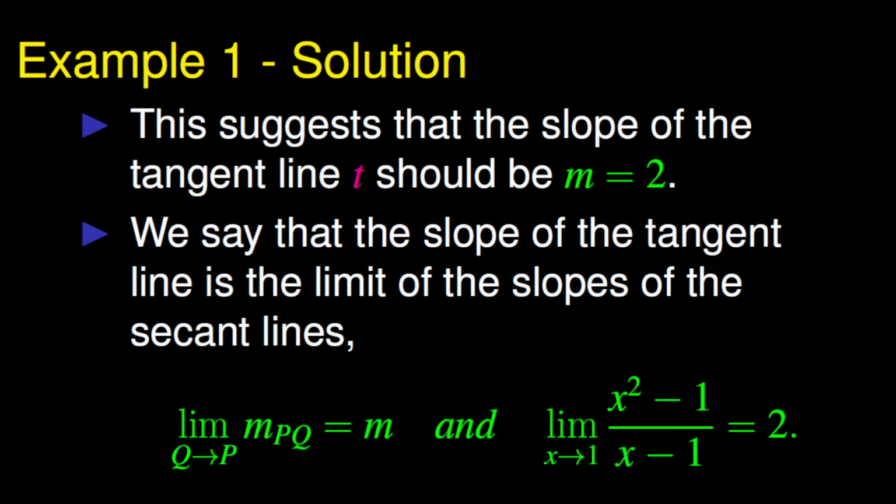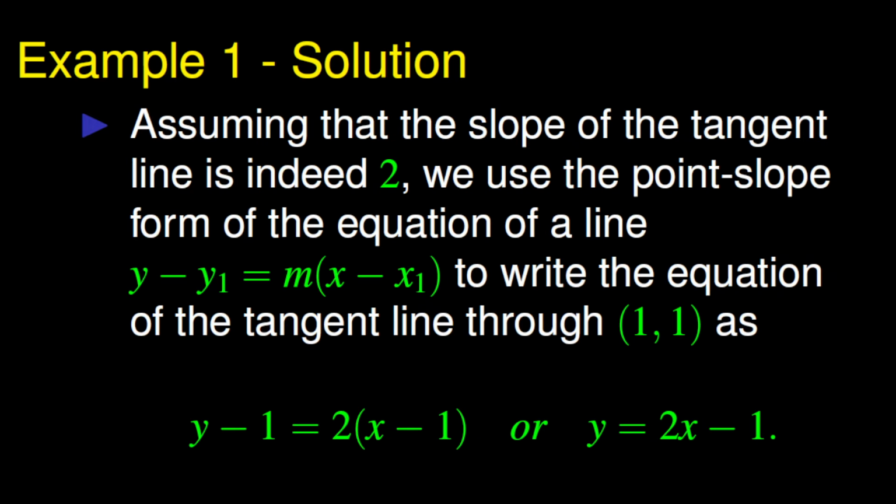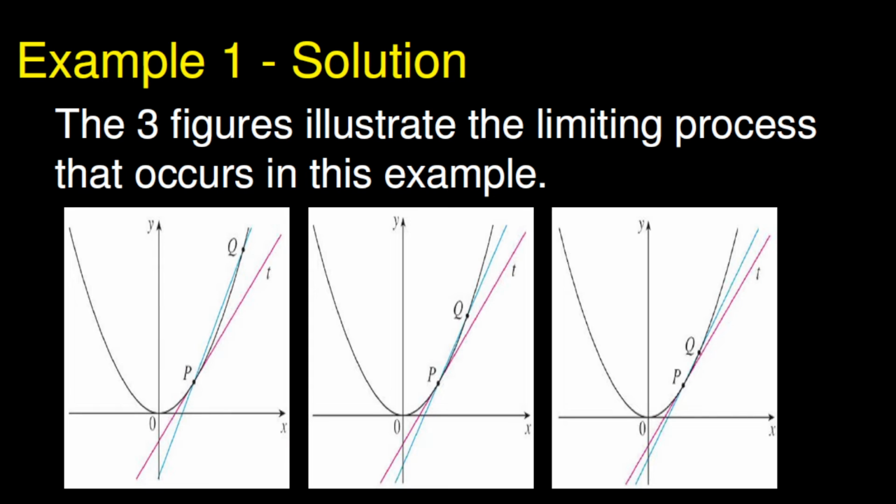In fact, the limit as x goes to 1 of (x squared minus 1) over (x minus 1) is equal to 2. Assuming that the slope of the tangent line is indeed 2, we use the point-slope form of the equation of a line, y minus y1 equals m times (x minus x1), to write the equation of the tangent line through the point P(1, 1) as y minus 1 equals 2 times (x minus 1), or y equals 2x minus 1. The three figures illustrate the limiting process that occurs in this example as Q approaches P from the right.